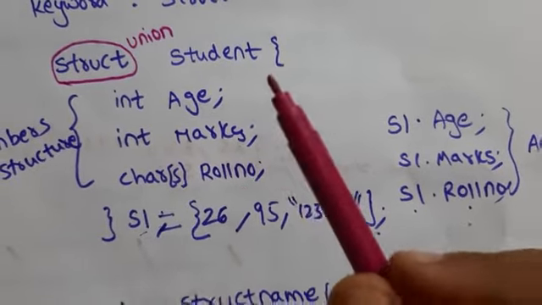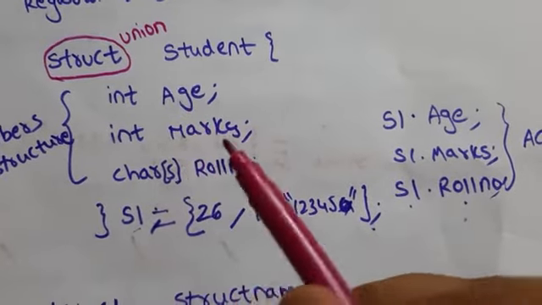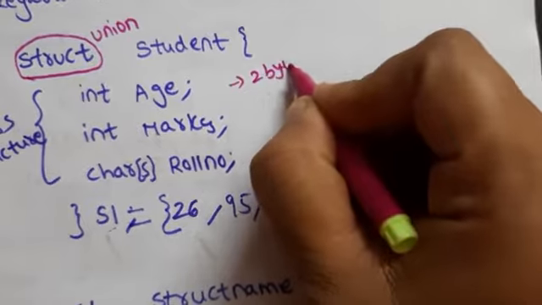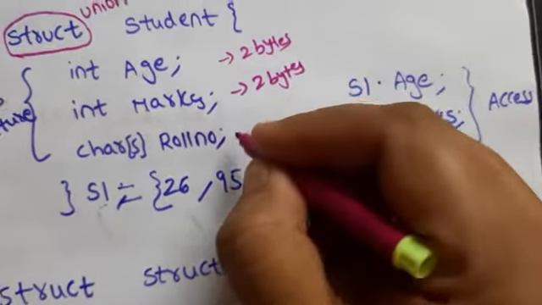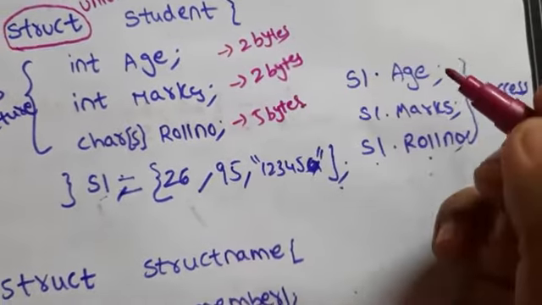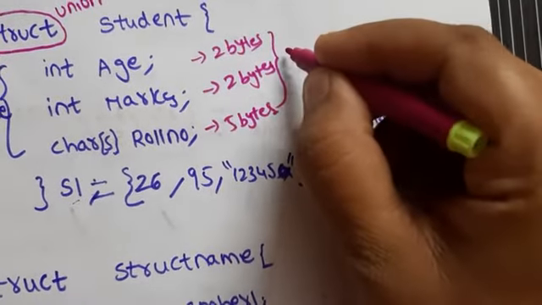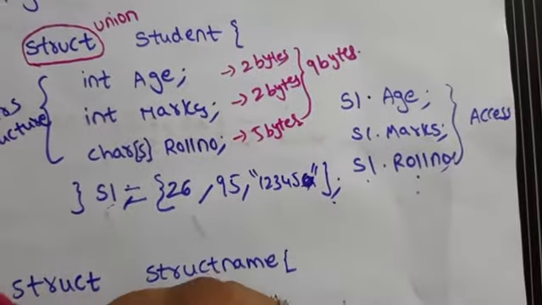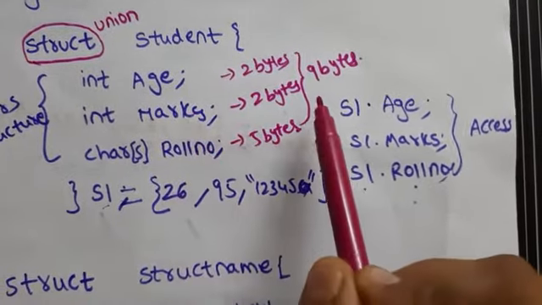So if you take a structure, what is the memory size taken by the structure? Age is how many bytes? 2 bytes. Marks is 2 bytes. And the character size is 5 bytes. So total it will be 5, 6, 7, 8, 9. 9 bytes. Okay, this is for structure. So the memory of a structure is the collection of all the variable sizes, that is 9 bytes.